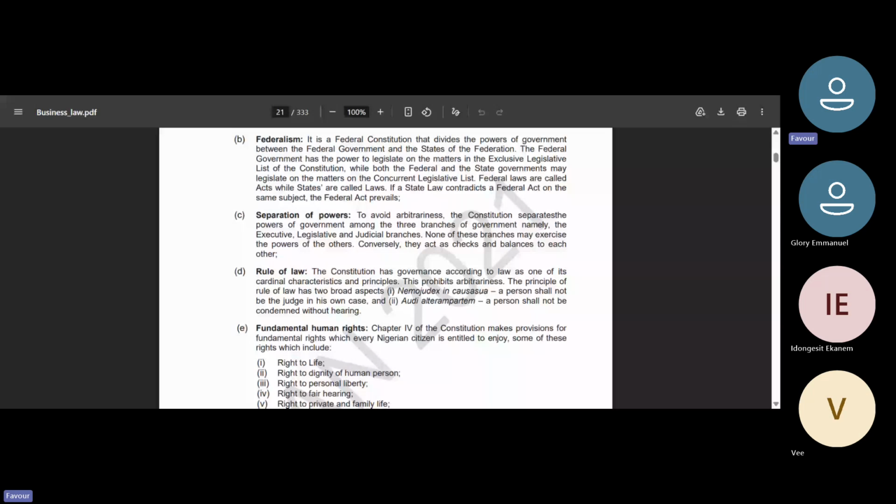The Constitution has governance according to law as one of its cardinal characteristics and principles: the rule of law. There is nobody above the law. The principle of rule of law has two broad aspects. The first is the nemo judex.